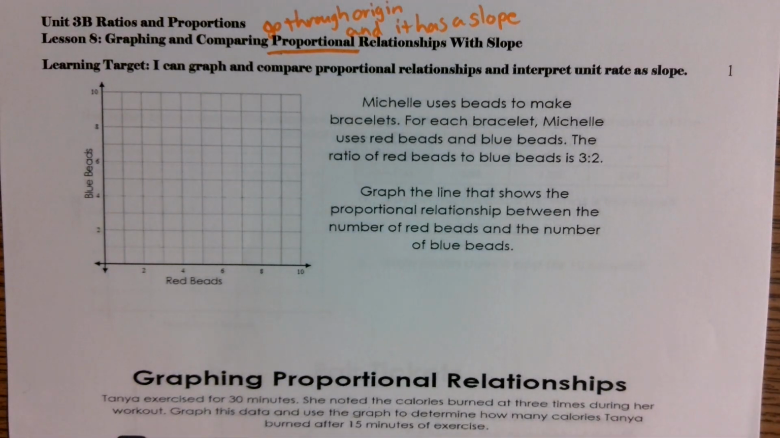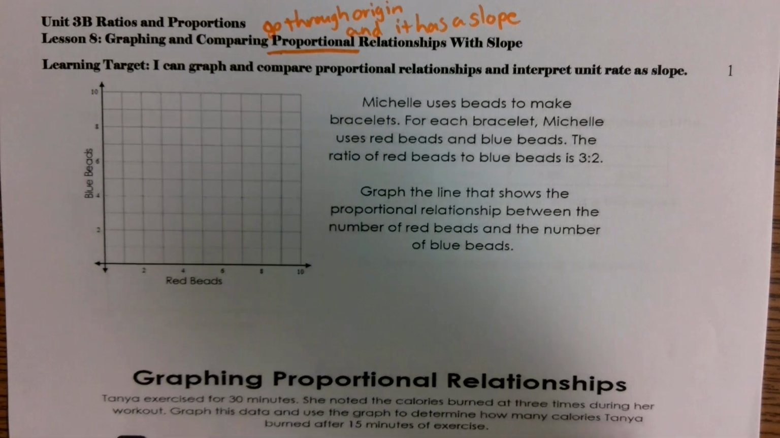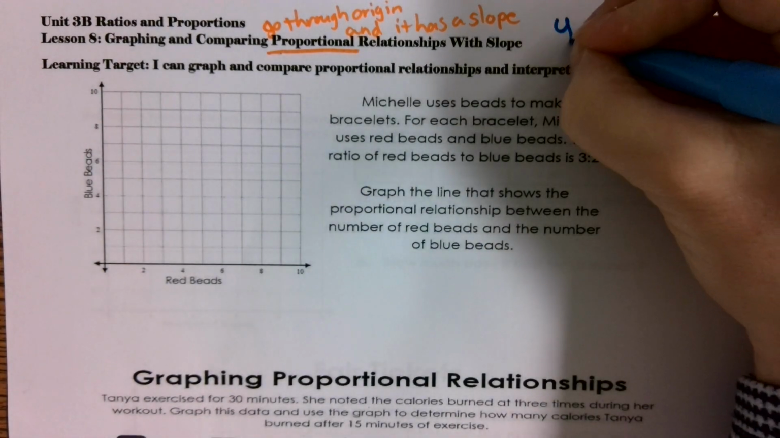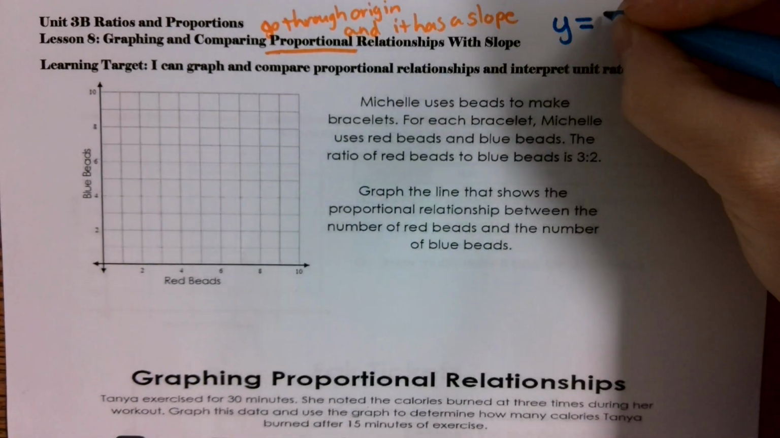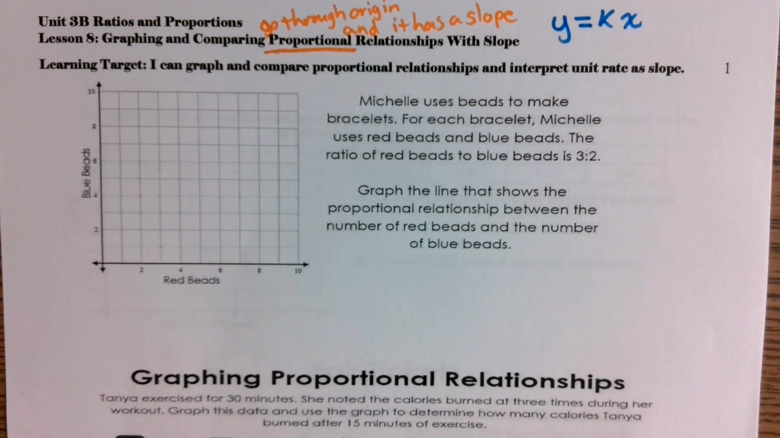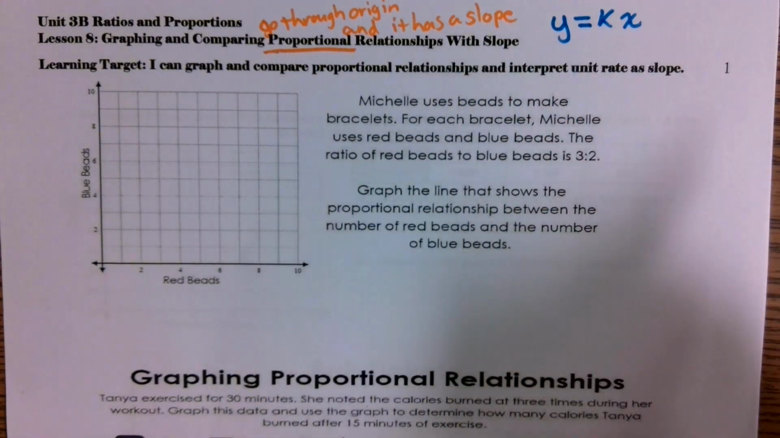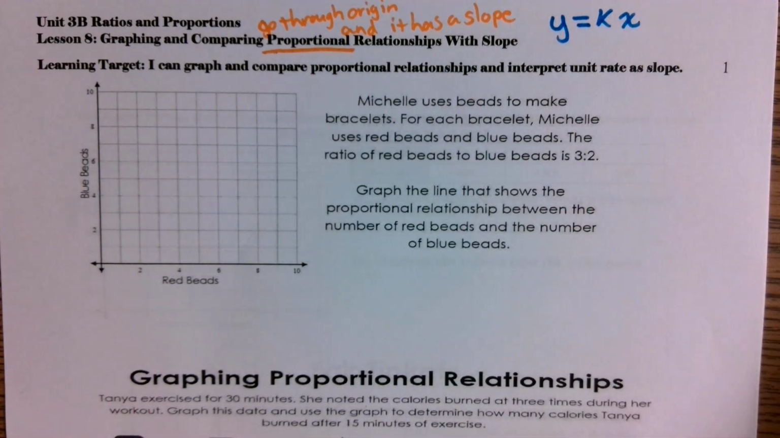Okay, and we know that it was written in a very specific format. We know that it was written in the format y equals kx. We had this formula y equals kx. Well, because of the fact that we now are talking about slope, we're going to change that variable k to a different variable. It's still the same formula, but instead of using the variable k, we're going to use a variable m, where m represents your slope.